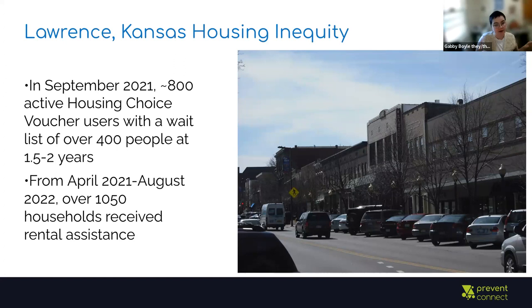Additionally, our housing authority in Lawrence and Douglas County had about 800 active housing choice voucher users. So there were 800 people that were actively housed as of September 2021 using housing choice vouchers. However, there was a wait list at that time of over 400 people, many of whom were being told that they would expect an 18 to 24 month wait. So while we do have quite many households that are actively housed using that program, there was a major bottleneck because there was not enough housing accepting housing choice vouchers to accommodate them all.